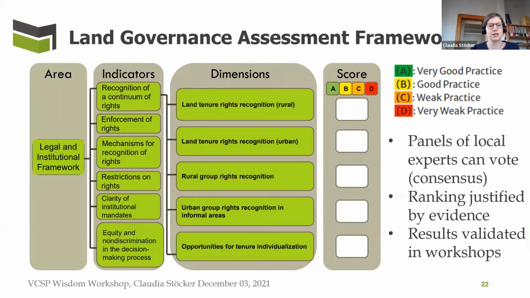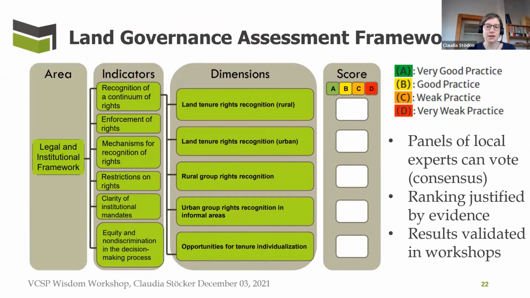You have different areas, different indicators, different dimensions. And it's a huge list of those dimensions. I think they have in total 117 dimensions. And the goal is to get a score for each of those dimensions. So score A, B, C, or D, with A being very good practice and D being a very weak practice. And the aim of the panel of local experts is that they can vote and find a consensus on this score for a certain dimension.